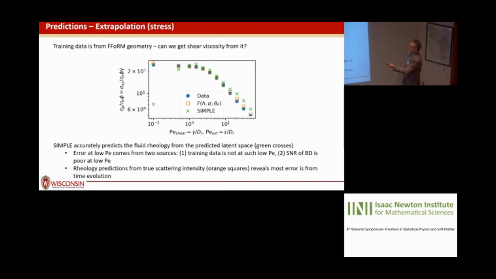And then here's the results that come from time evolving the startup of steady shear experiment. That works, except at very low Peclet number, where there are a couple of problems. First of all, we don't have much data at very low Peclet number. And second of all, with the Brownian dynamics, at low Peclet number, you have high noise. And so that's, I think, the source of the error there. We don't do too bad a job, despite the fact that this model has never seen simple shear data. Okay, so we're doing okay.